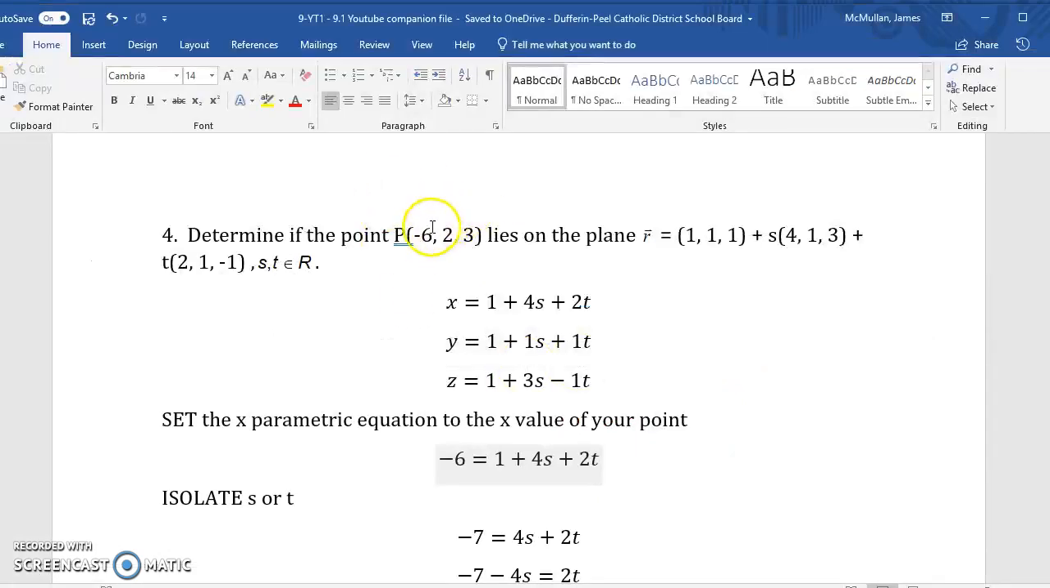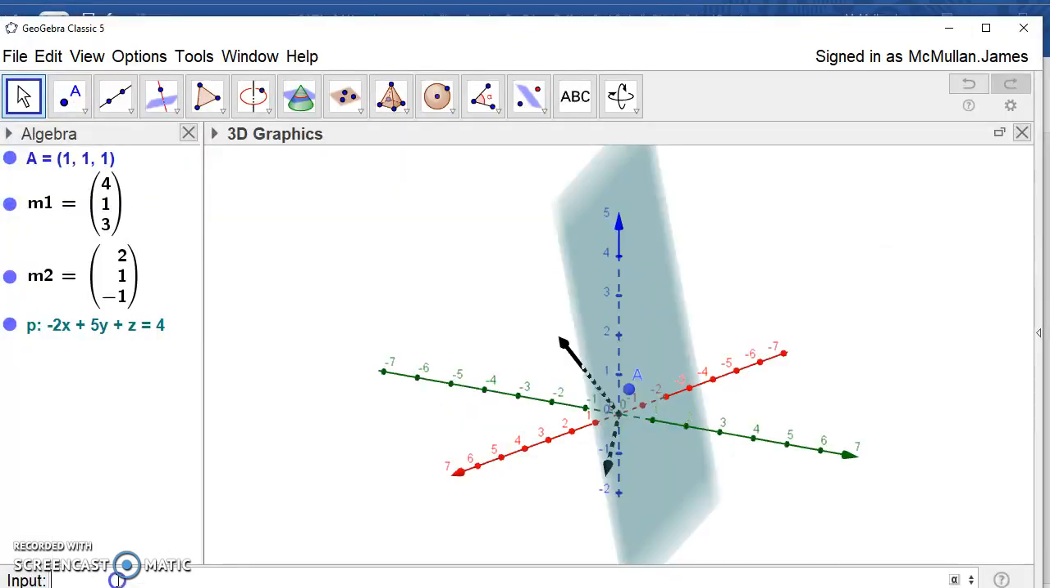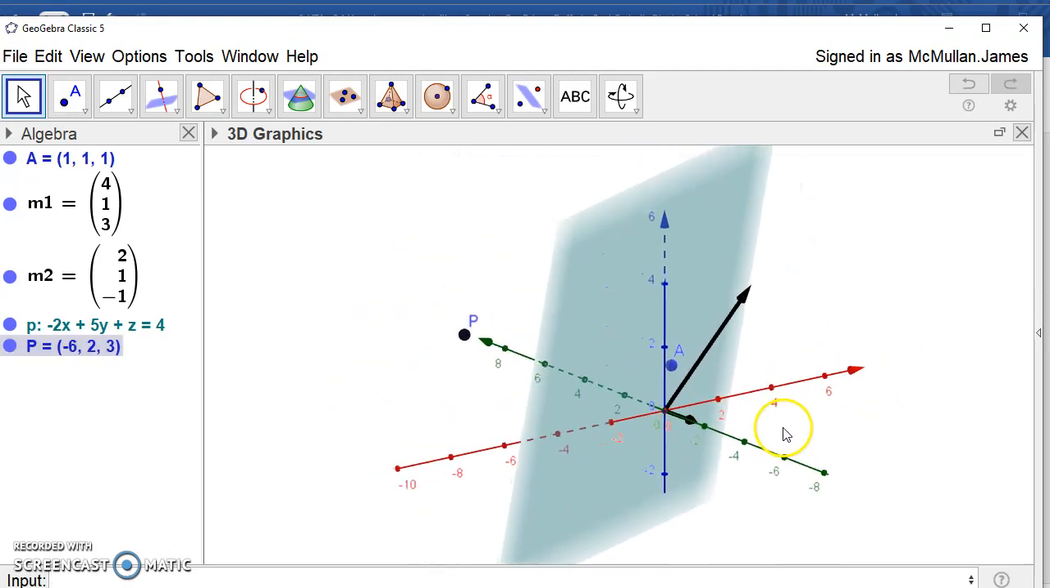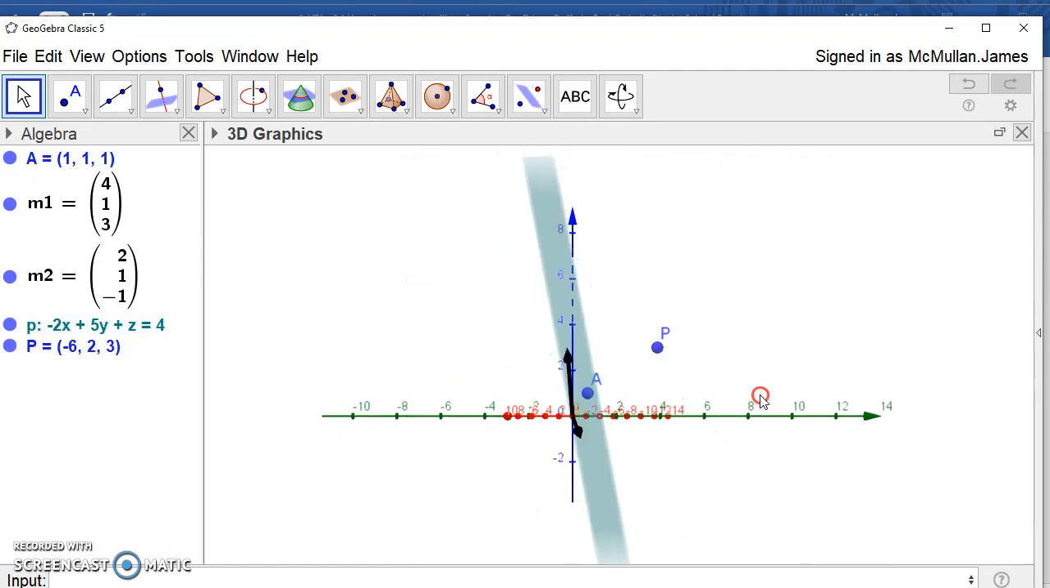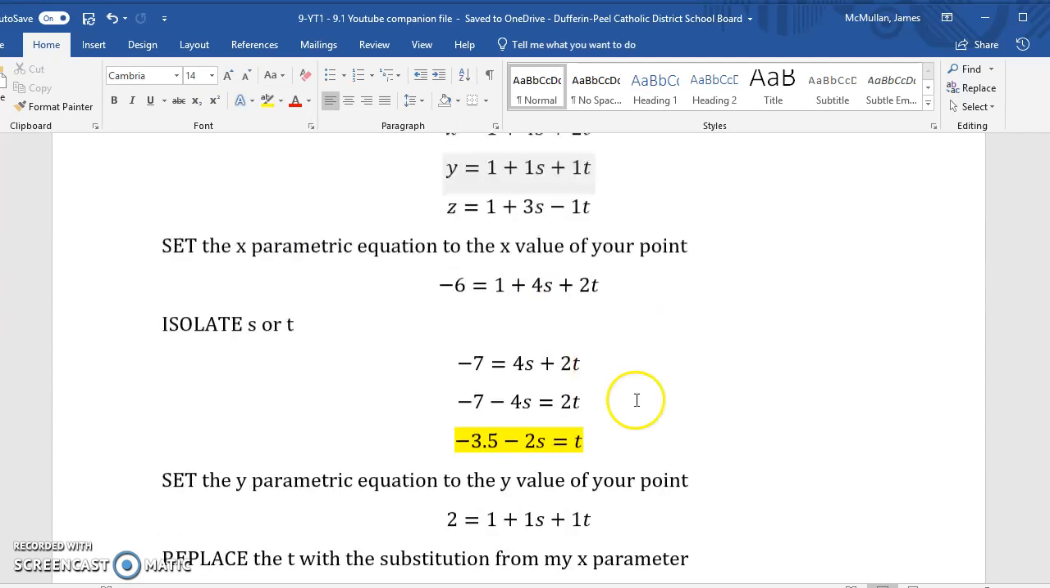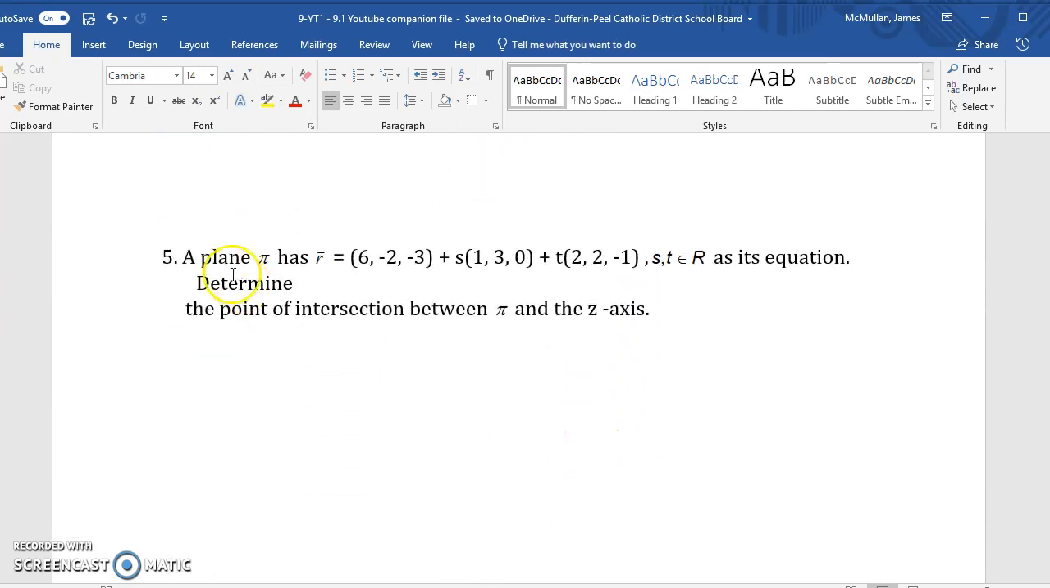Now when I draw point P, negative 6, 2, 3, you can see very clearly P is nowhere near that plane. Right? There's a good chunk of distance between the two of them. And that is why our equation failed to yield something that made sense.